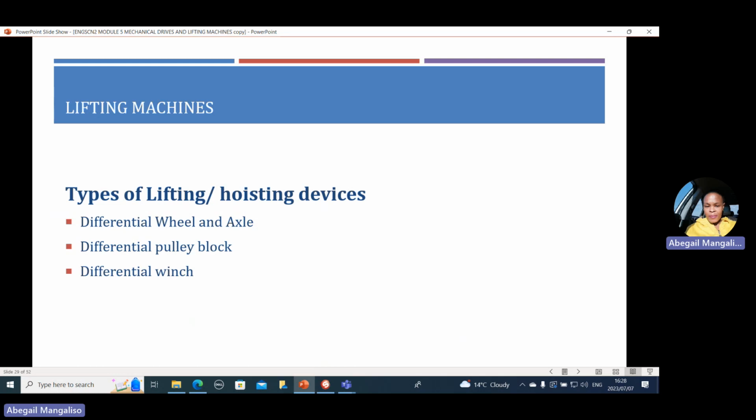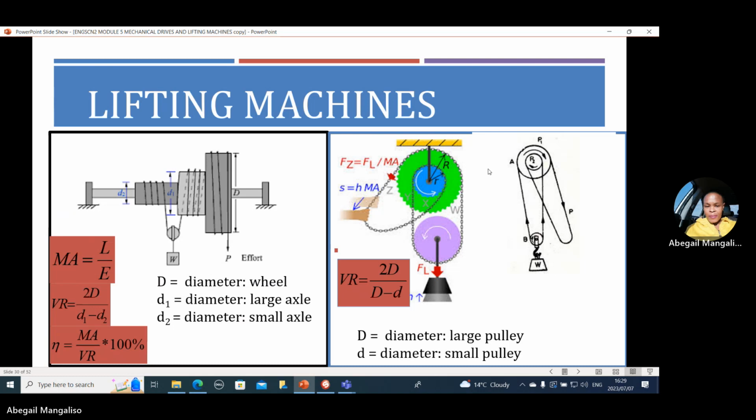The second one, the differential pulley block, is also called the Western pulley block. You must be able to sketch these types of machine. You must be able to do calculations under this type of machine, as long as it is a simple lifting machine. It can be a hydraulic crane, it can be a lever. You must also do the calculations based on a lever. The diagram or the sketching.